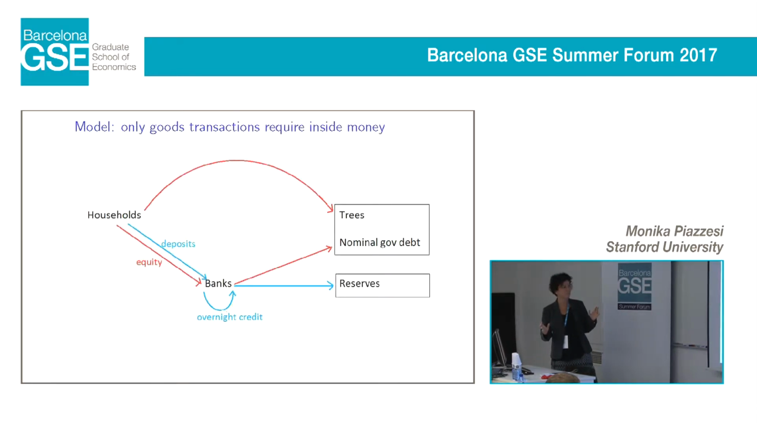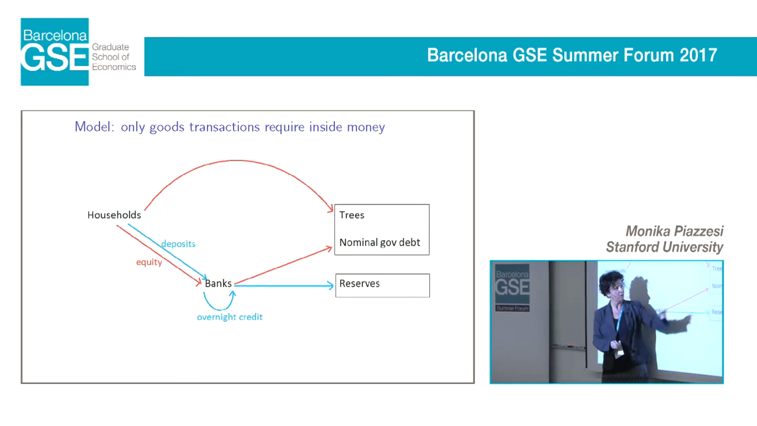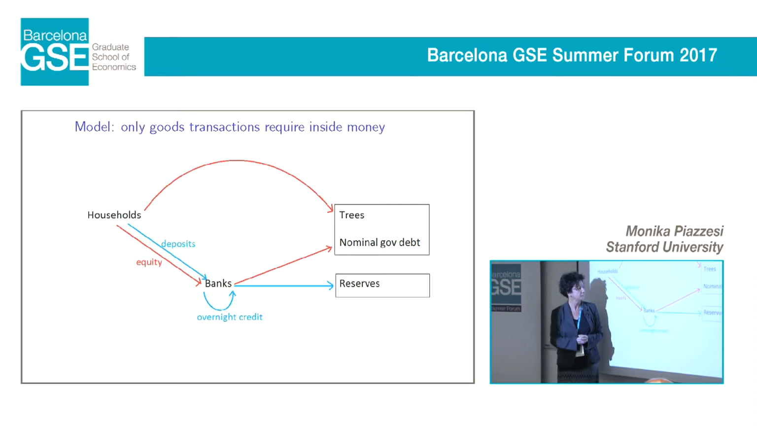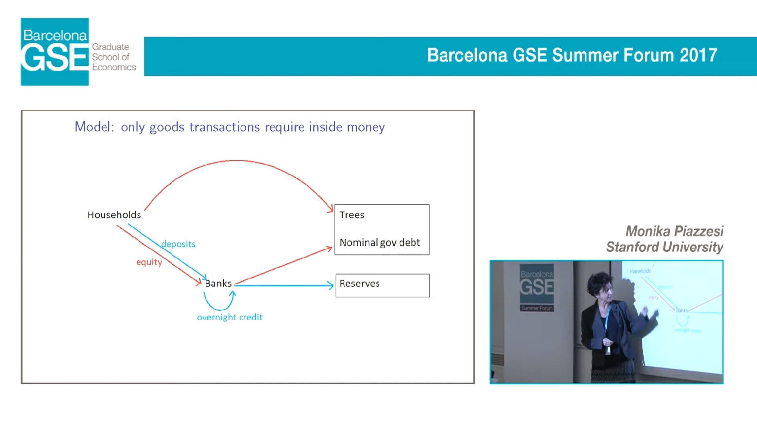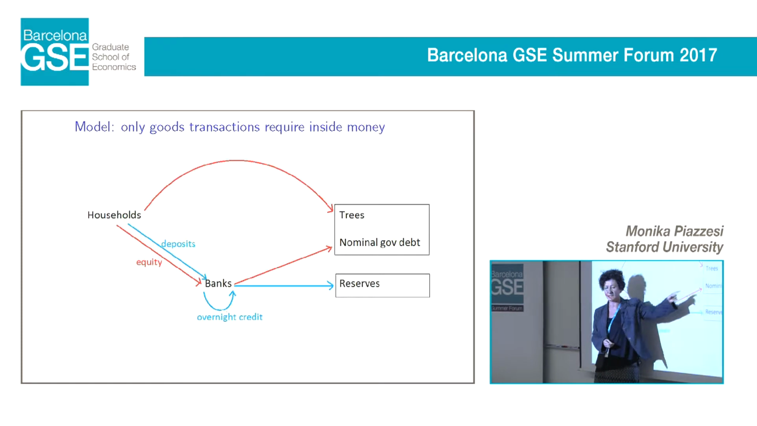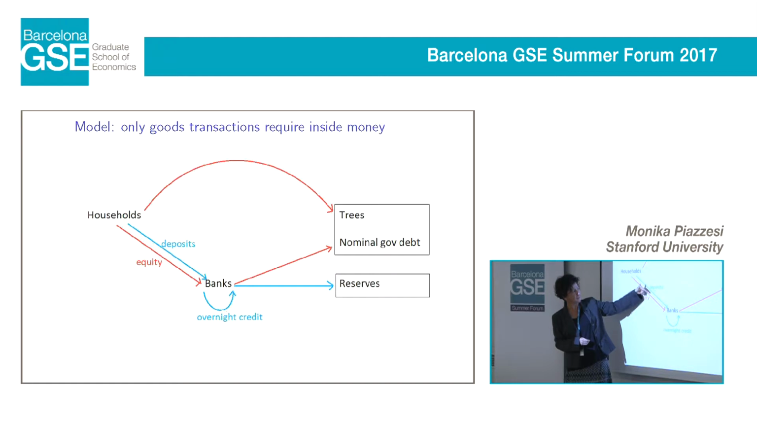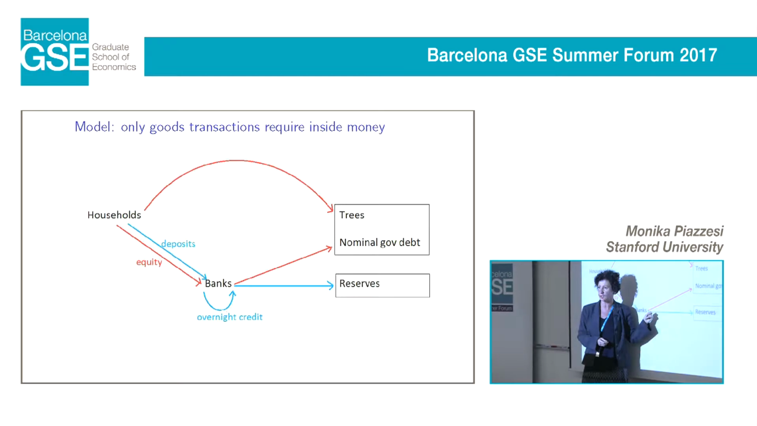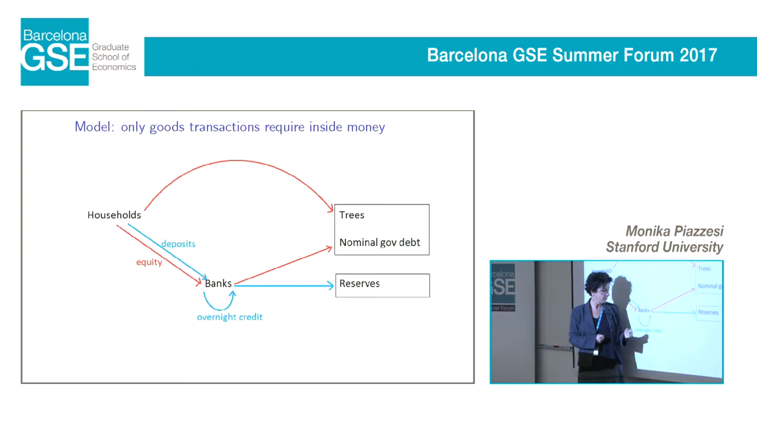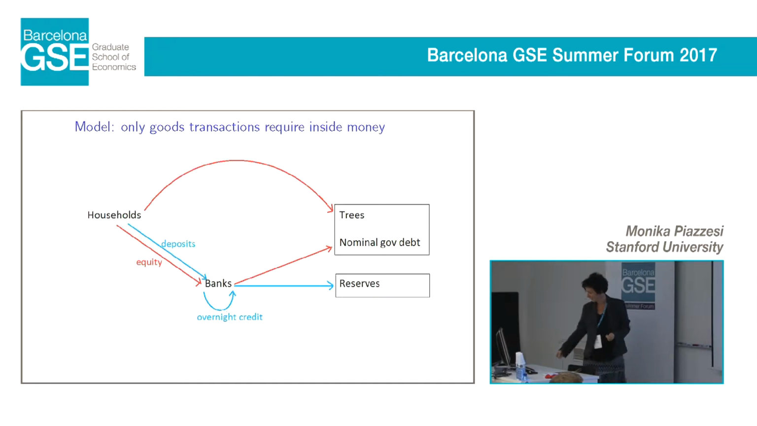Here's a schematic overview of this model. So you have households, and the households can hold assets. They can hold trees and government debt, or they can hold these trees indirectly by holding equity or deposits of banks, who can then invest in these assets. The blue arrow means this is an asset that provides liquidity services to households, and banks can hold reserves, and reserves also provide liquidity services to banks. And banks can borrow and lend to each other, and that also provides liquidity. So this is the version that I'm going to show you first.